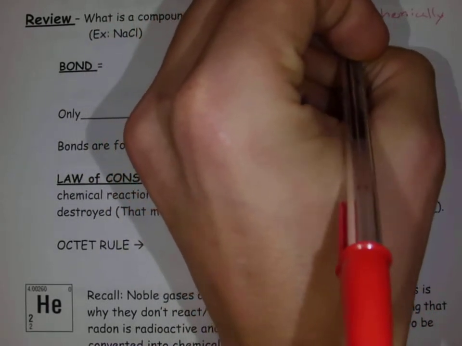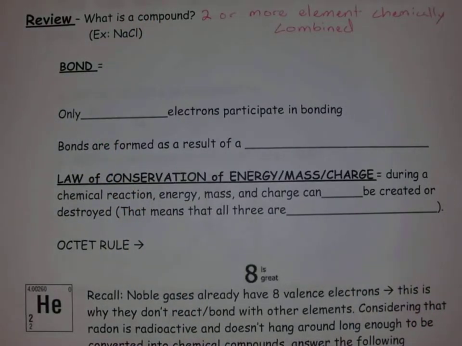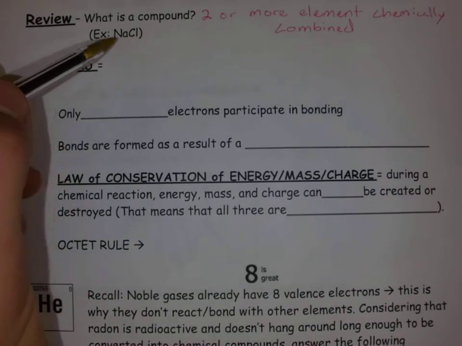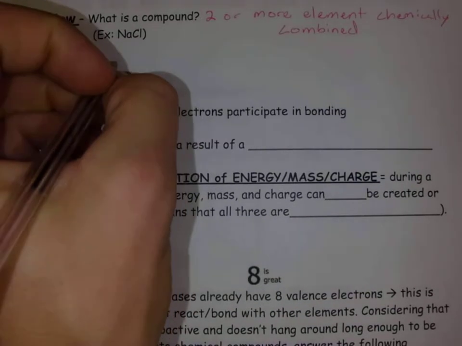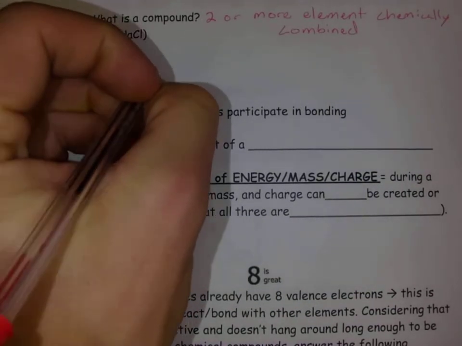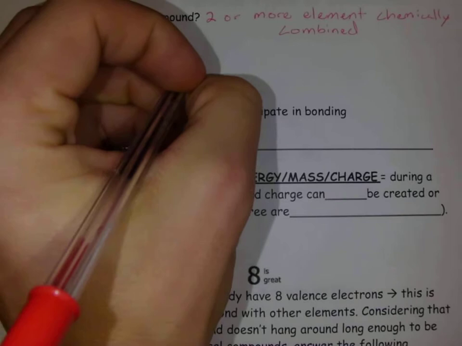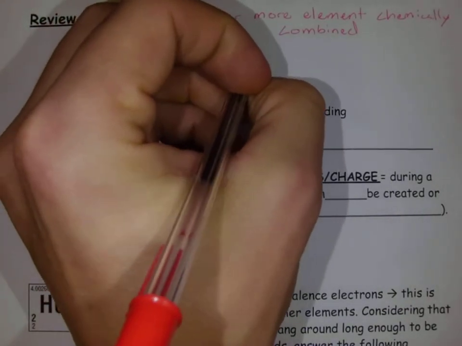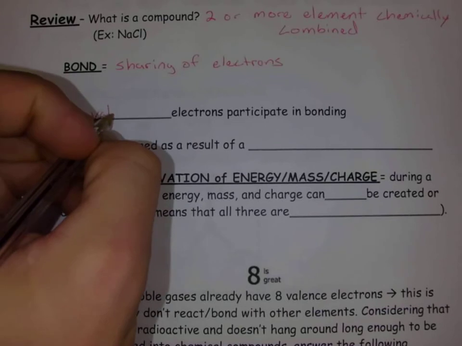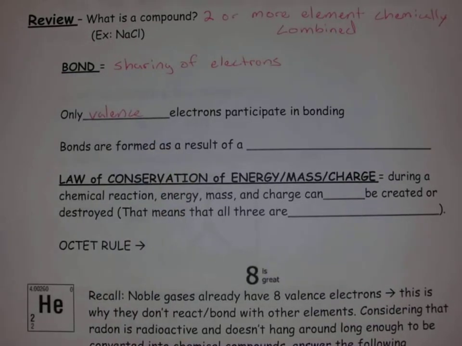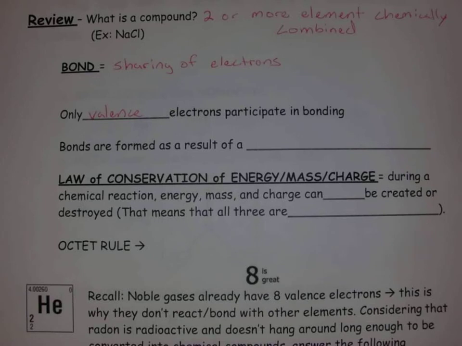Okay? So an example, of course, would be NaCl, where we have sodium and chlorine that are in this compound. Okay? So a bond is really the sharing of electrons. Okay? So only our valence electrons are going to participate in bonding, because these valence electrons are the electrons that are on the outer edges of our atoms, okay?